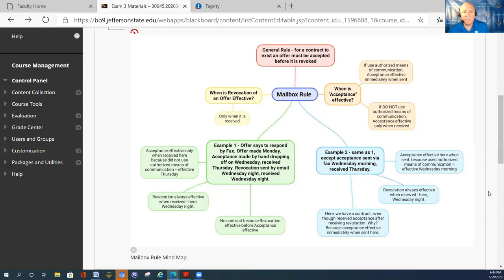Kind of sounds silly because here you've got a revocation received before an acceptance is received. Most people who don't study the law would think the revocation must be the one that rules because it was received first. Nope, not under the law. It's a valid contract because the acceptance is effective immediately when it's sent, revocation only when it's received. Now, that's only if the authorized means of communication is used. Please go through some examples with that. I intend to test on it.